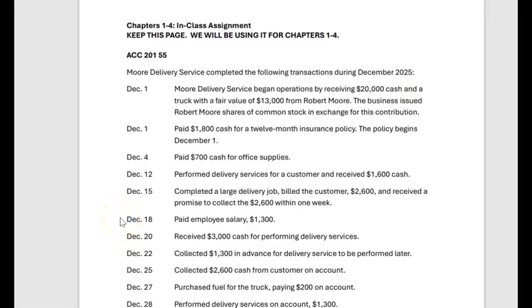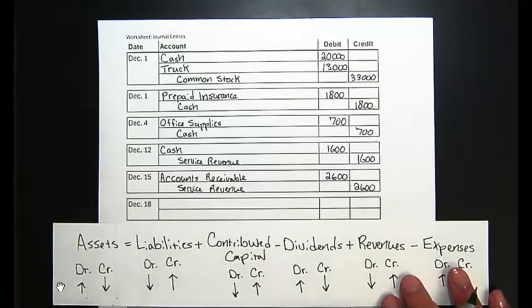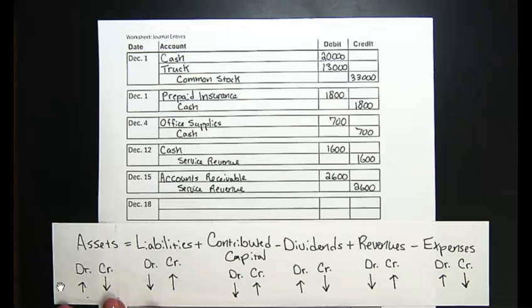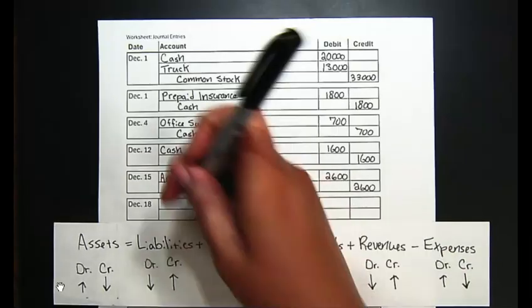On December 18th, we paid employee salaries $1,300. If we make a payment, that means cash has decreased. Cash is an asset. We decrease assets with a credit. So cash will be the account that we credit. But we need to record our debit first. What account do we debit? Salaries expense. We record expenses with a debit.